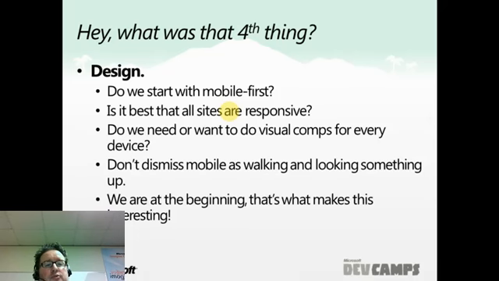So for example, when we now start working on a website in our head, do we think about that website being mobile, or should we think about it on the desktop? We need to think about whether it is good that all sites are responsive. And then, for example, what do we do about visual comps? Do we do a visual comp for every device that's out there? What we're seeing now is a lot of people skipping the visual comps in Photoshop and going from wireframes to actual front-end code.